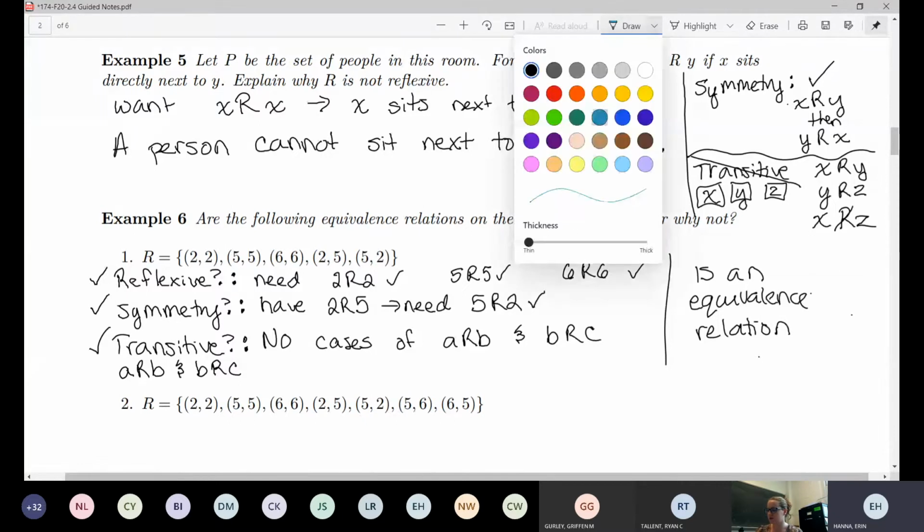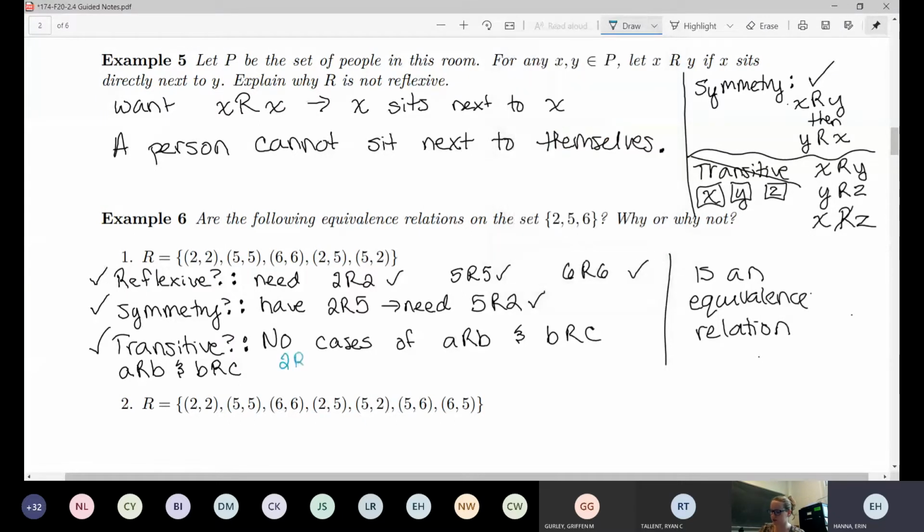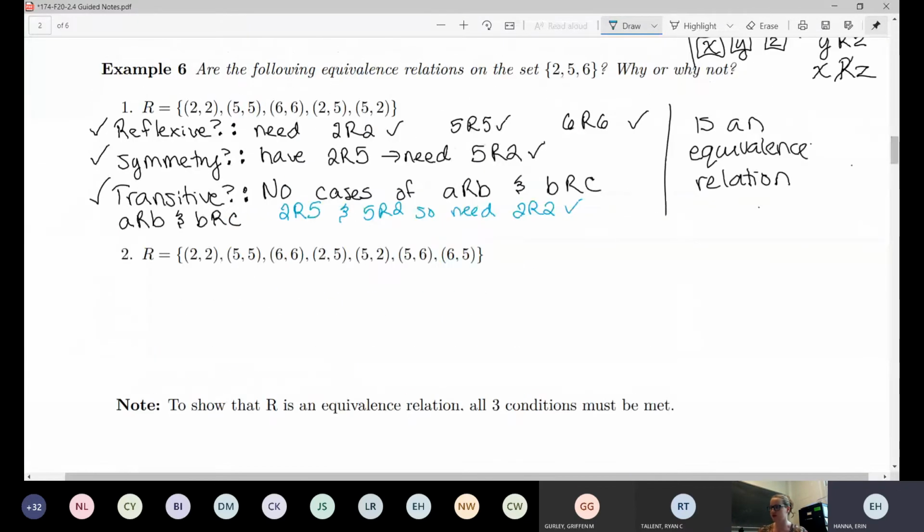I will say, if you had written down 2 is related to 5 and 5 is related to 2, so we need 2 is related to 2, the thing that I wrote down and then erased, you wouldn't be wrong. It's just unnecessary to check because A equals C in that case, which is technically taken care of in the reflexive and symmetric cases. We just didn't need to consider it because it wasn't technically a transitive case. Hopefully that makes sense. Questions and concerns on that one before we do the next one?